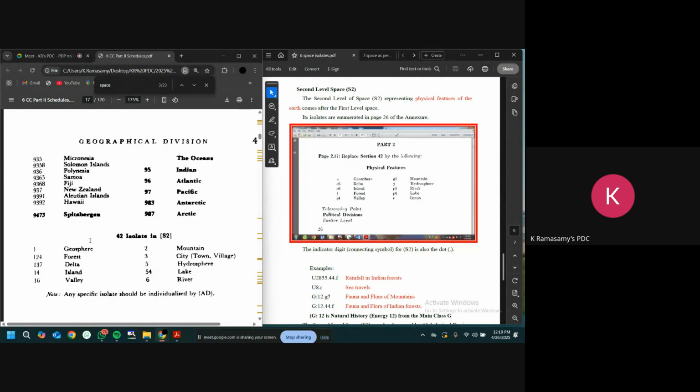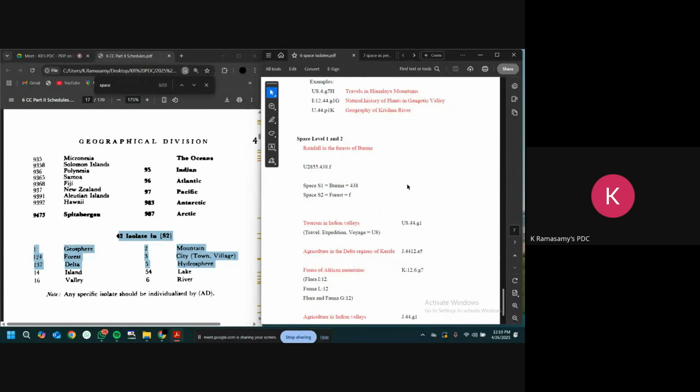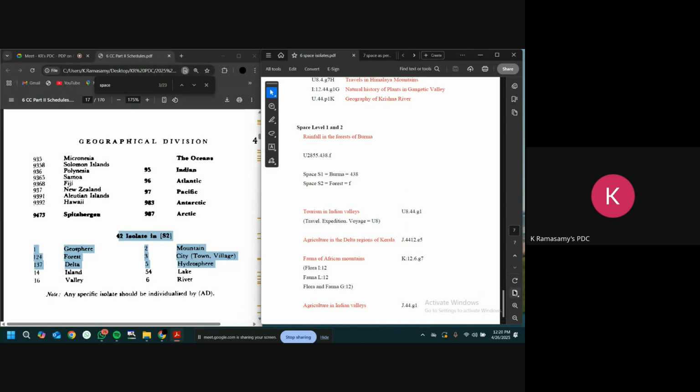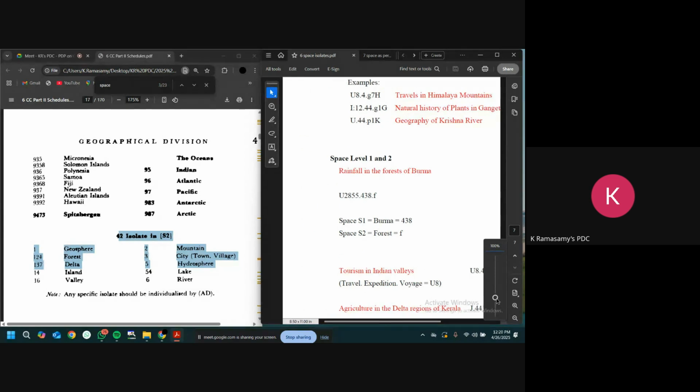This is an old one. This is an old concept. These concepts are not to be used. It is given in the rule section that you have to make use of the S2 given on page number 26. You have to take it from here, not from here. Okay, fine. Now, let us see a few examples here. Then you will understand better, I feel. I'll just make it somewhat bigger for your understanding.